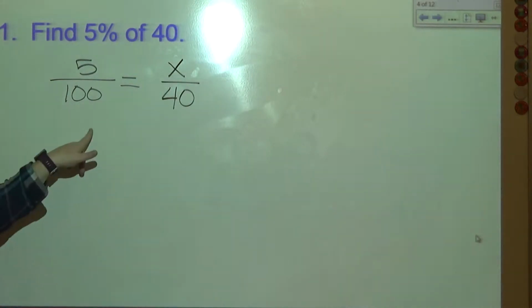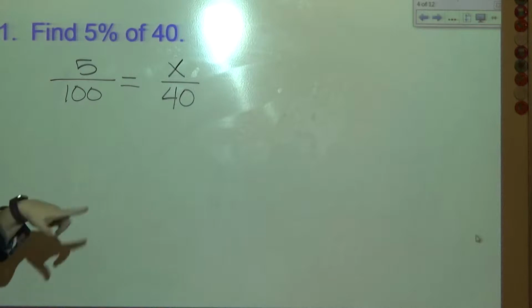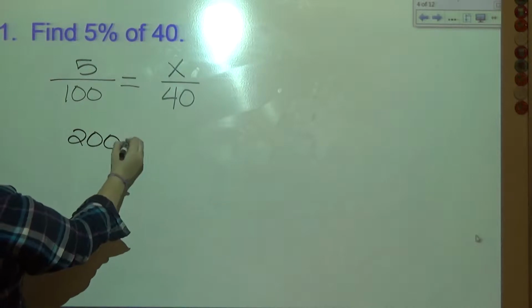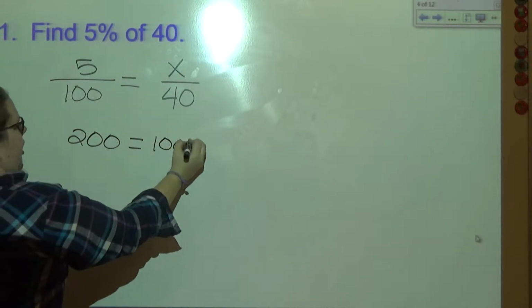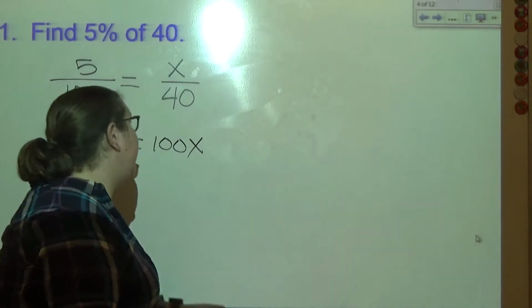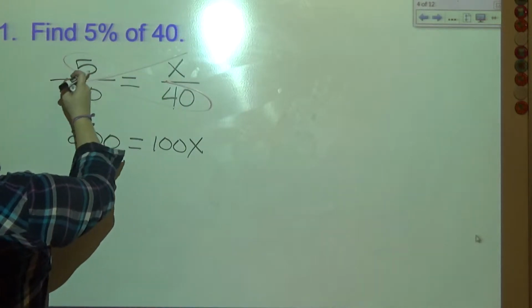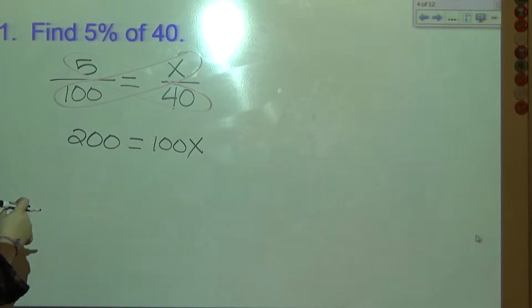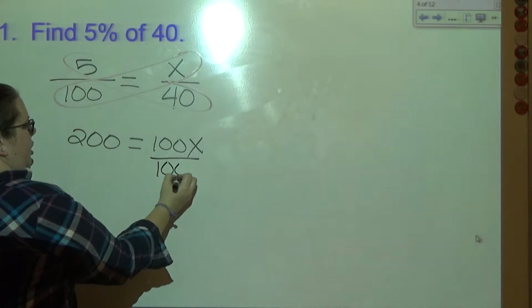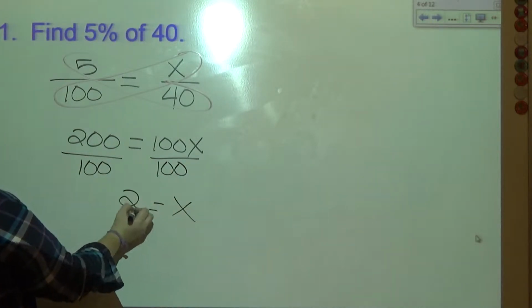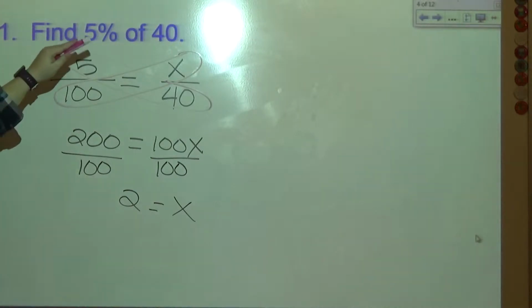And to do that, we make this proportion, and we're going to cross multiply. So 5 times 40 is 200 equals 100x. So we cross multiplied, multiply on our diagonals. This marker is dead. Set them equal, and then what do we do to solve for x? Divide by 100. x equals 2. So 5% of 40 is 2 students.